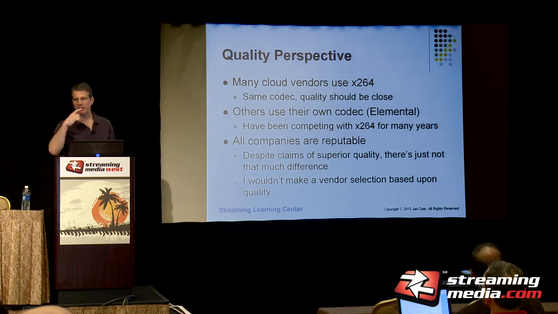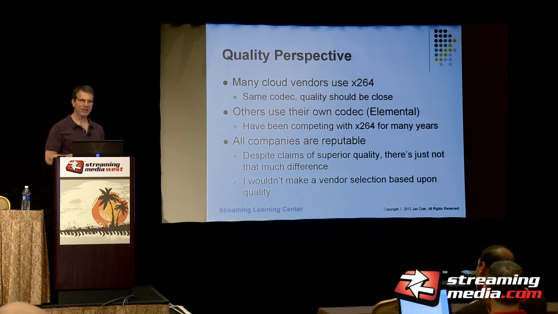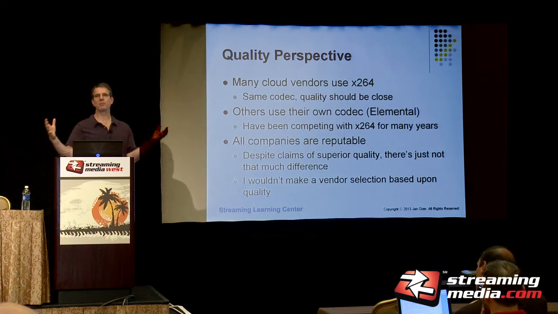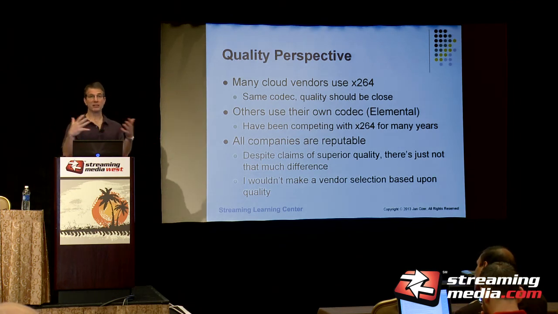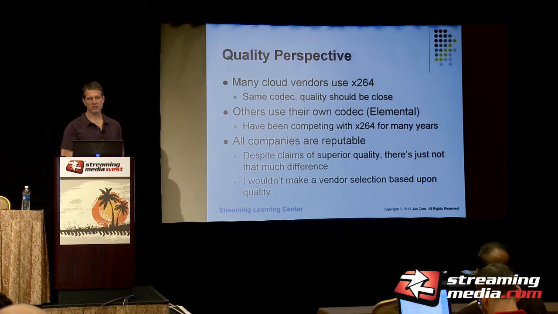Not really surprising, because most of the cloud vendors who are not Elemental use x264. x264 is an open source H.264 codec. It's very well developed. It's very well documented. If 10 people implement it, they'll use it the same way. The quality should be very similar. So it's no surprise that the quality between the cloud encoding vendors who are implementing it is very similar as well.